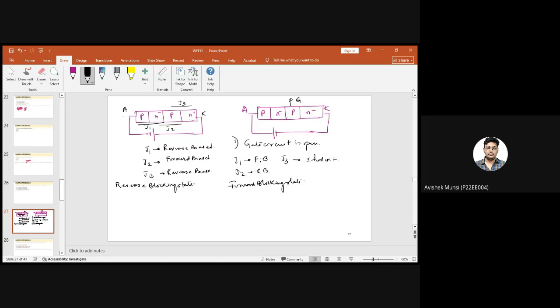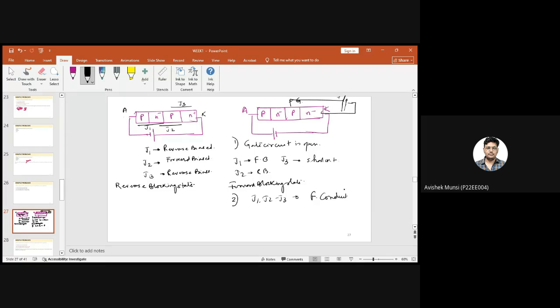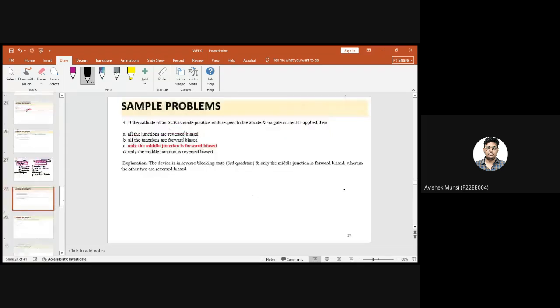And now, if this gate pulse is connected, suppose positive and negative, when the gate circuit is connected, then everything is in forward bias. J1, J2, J3 all are in forward bias, and this is called forward conduction mode. Okay. So now what will be the answer?